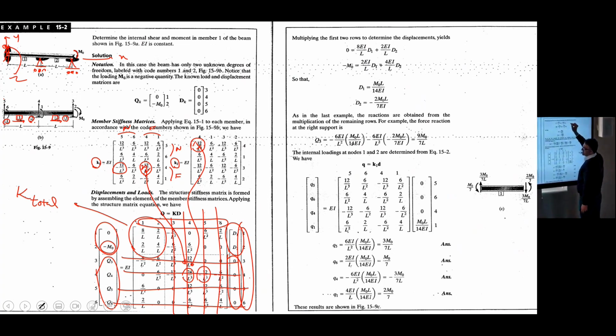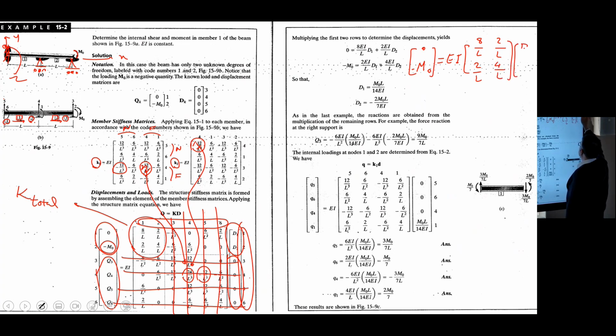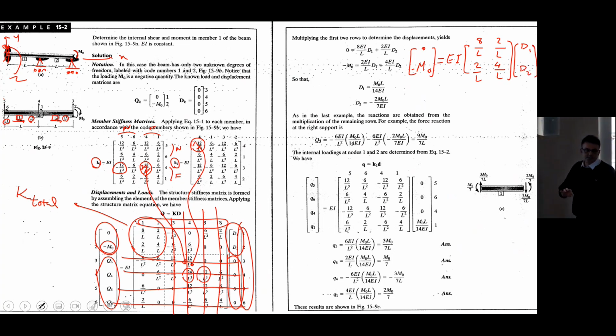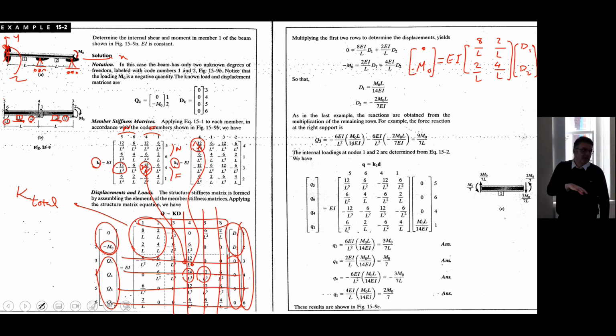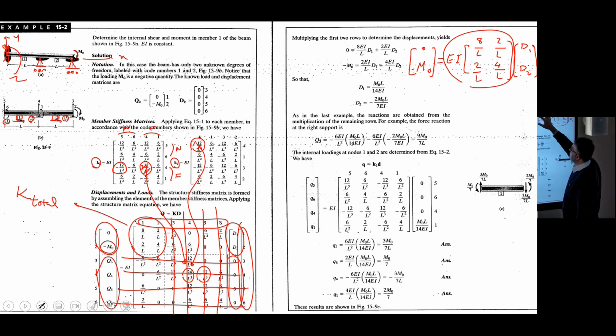I rewrite it here and have some space. It would be 0, minus M0 equal to EI times the matrix 8 over L, 2 over L, 2 over L, 4 over L, times D1, D2. D1 and D2 are unknowns. Everything else is known. So if we invert this and multiply by this, we come up with D1 and D2.